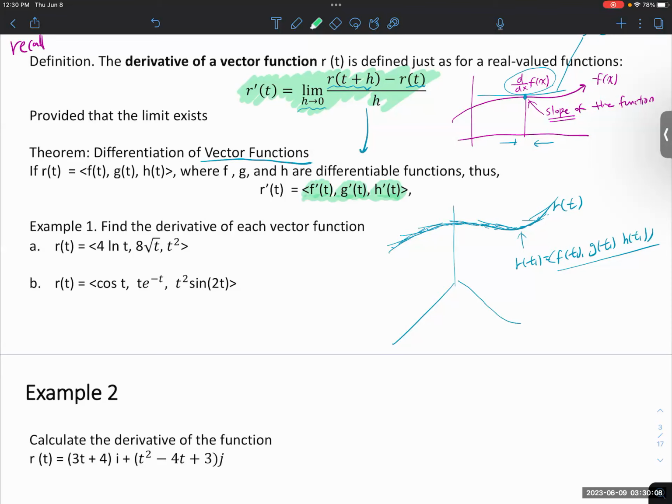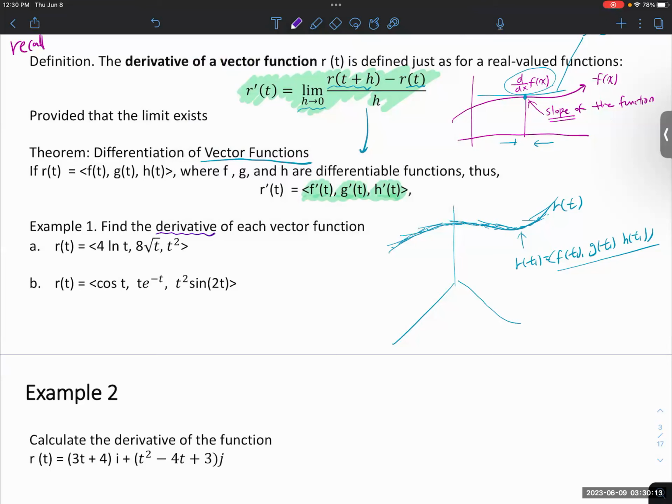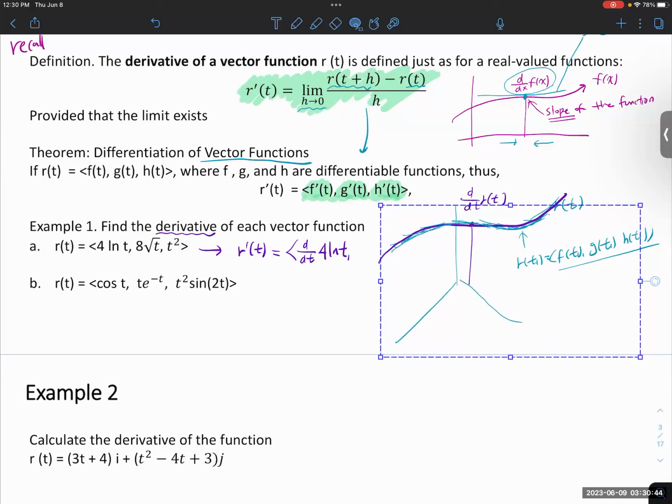So let's take a look at example 1. I want to find the derivative of each vector function. If you want to find r prime of t, this is the r vector, and I want to find the slope. I don't know where t is heading, but I want to find the slope at that moment. So you take d over dt of r of t. That means you take each component's differentiation. So d over dt for 4 ln t.